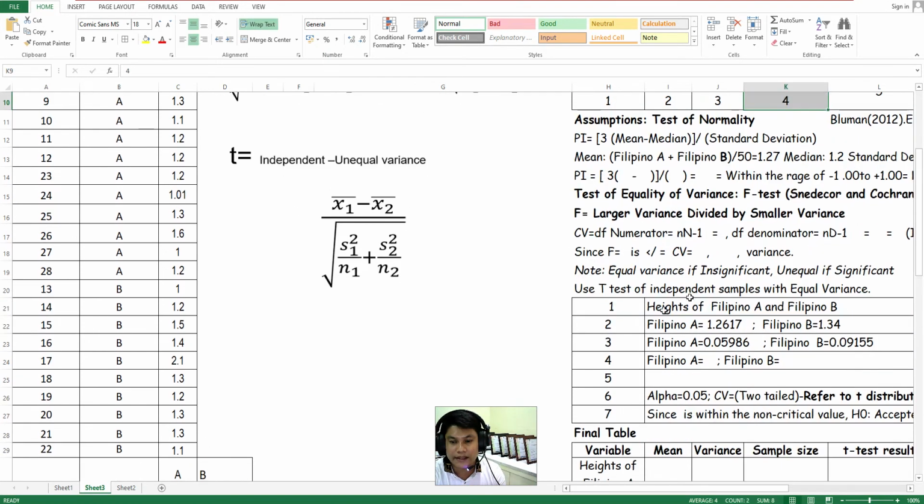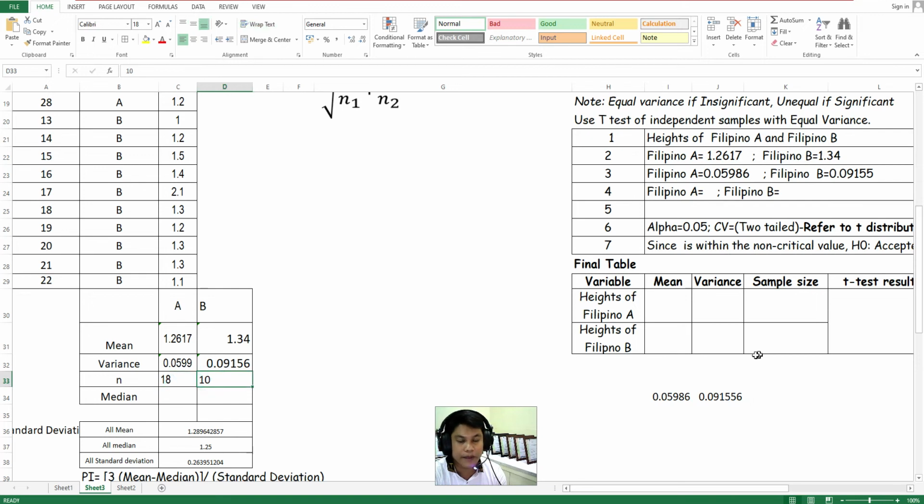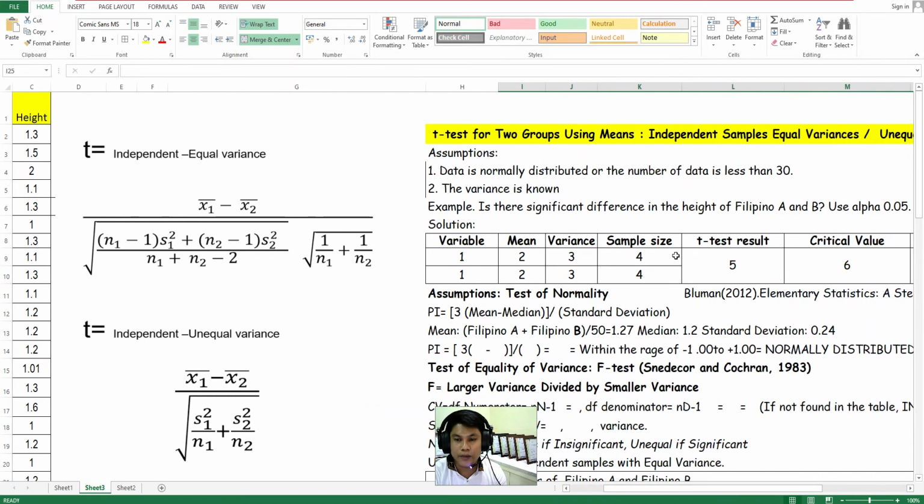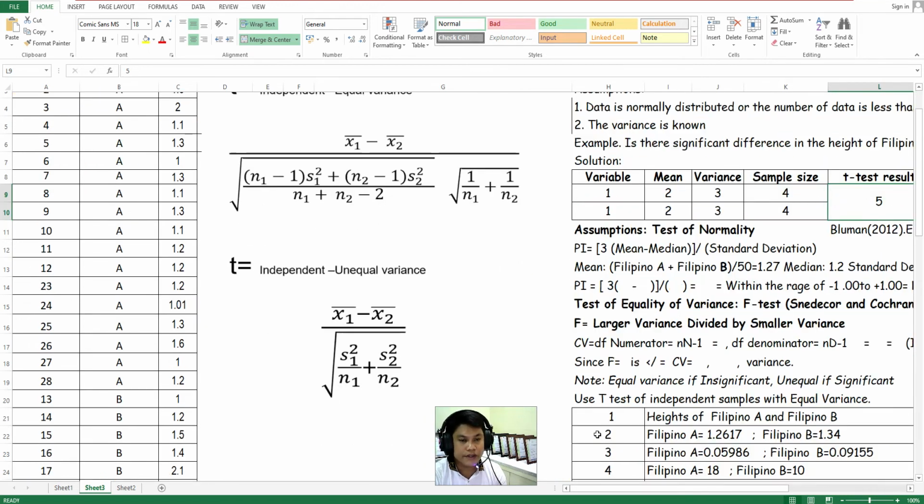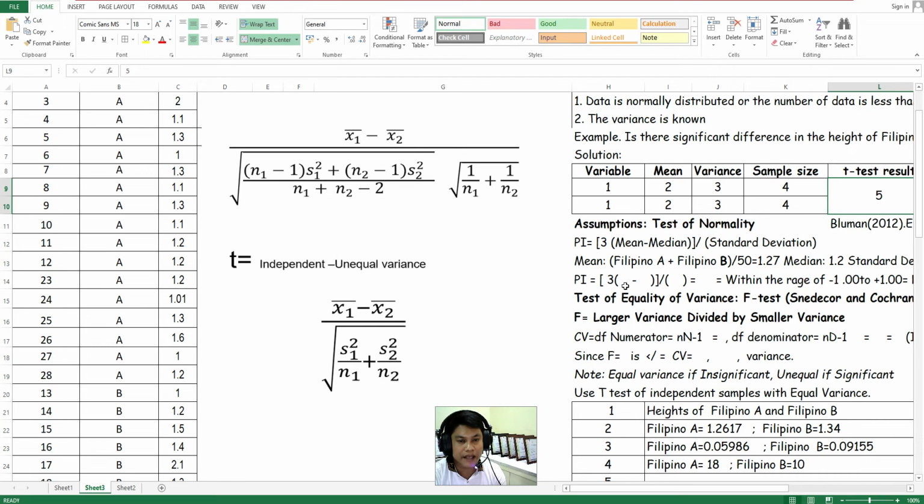So the fourth is the sample size. Let's try to recall. For A, there are 18 and for B, there are 10. So our A is 18 and for B is 10. Now, the fifth one here says we have to get the t-test result. This is the formula. N1 minus 1 times the variance of the first, plus N2 minus 1 times the variance of the second, over N1 plus N2 minus 2, times the square root of 1 over N1 plus 1 over N2. You get the square root of all, then that is the divisor of mean 1 minus mean 2. So, in the formula, we have first to get mean 1 minus mean 2.